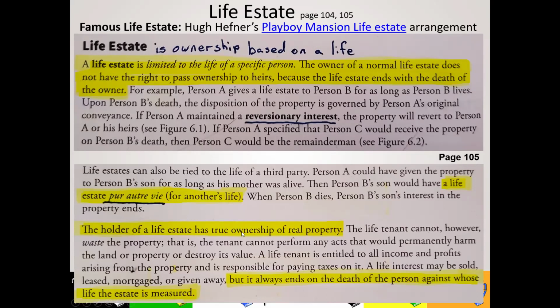And the holder of a life estate does have true ownership of that property. The tenant cannot, however, waste the property. That is, the tenant cannot perform any acts that would permanently harm the land or the property or destroy its value. A life tenant is entitled to all the income and profits arising from the property and is responsible for paying taxes on it. A life interest may be sold, leased, mortgaged, or given away, but it always ends on the death of the person against whose life the estate is measured.